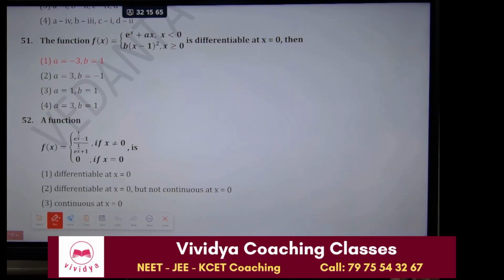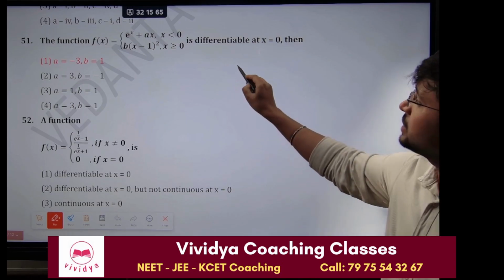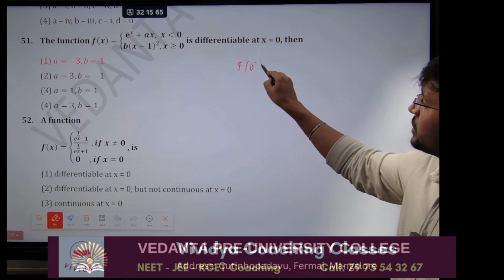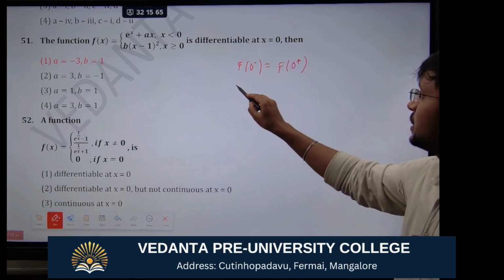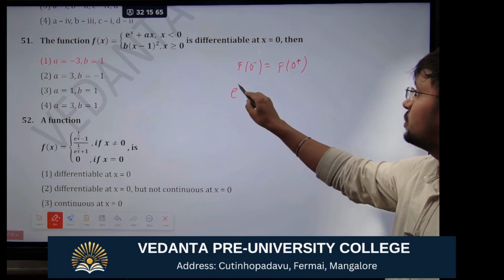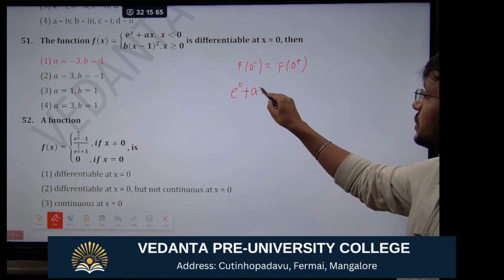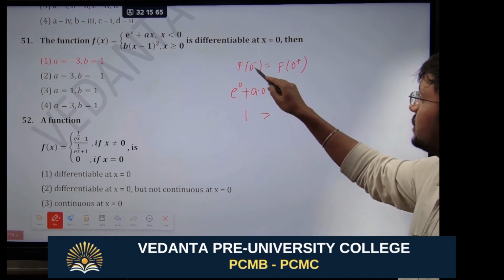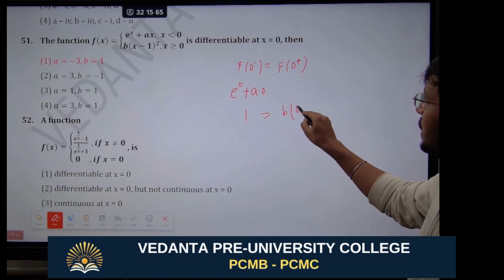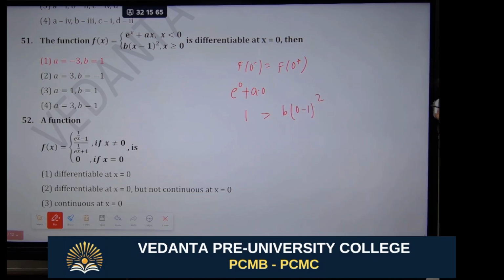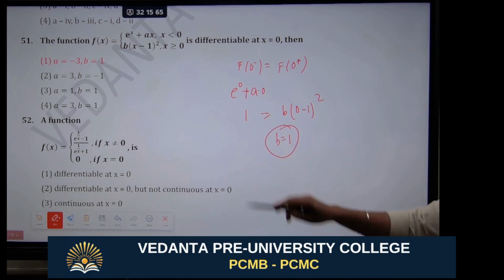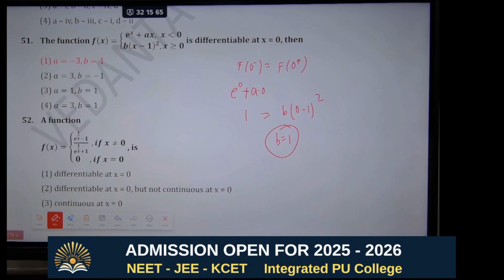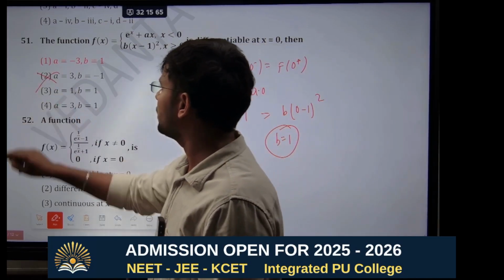Now this function is differentiable. If this function is differentiable, it means it is continuous. Continuous means f of 0 minus, that is LHL, will be equal to RHL. So one equation will be this. Put f of 0 minus: e to the power 0 plus a into 0, which is 1, and that is equal to b into 0 minus 1 whole square. Yes or no? So from here I will say b is equal to 1. So from b is equal to 1, this option got eliminated.